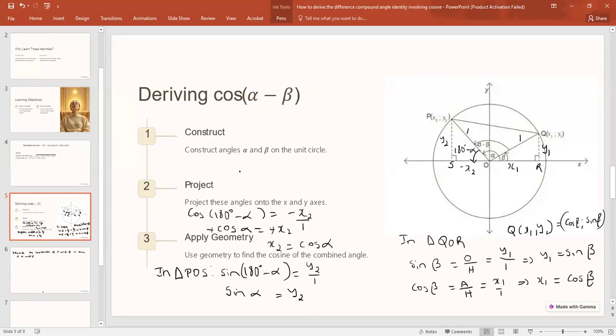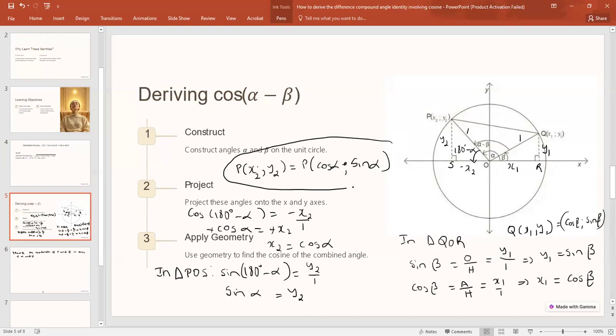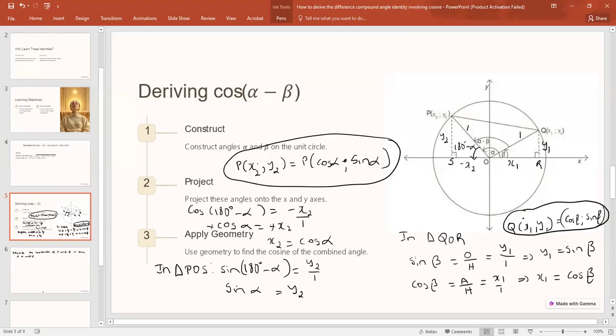So we can conclude that our point P, which originally had coordinates x2, y2, can be written as P with coordinates cosine of alpha, sine of alpha. Okay, so we are going to use this coordinate in terms of alpha and this coordinate in terms of beta to achieve our derivation of the formula.